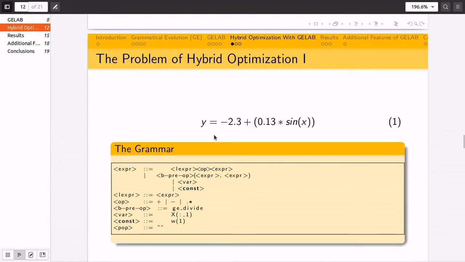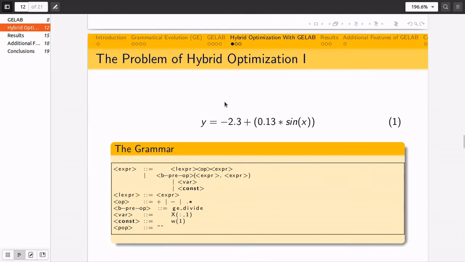The problem of hybrid optimization can be explained using this polynomial in which y is equal to minus a plus b times sine of x. In hybrid optimization, y is the dependent variable and x is the independent variable of the problem, whereas minus 2.3 and 0.13, which can be seen as coefficients a and b, need to be found.